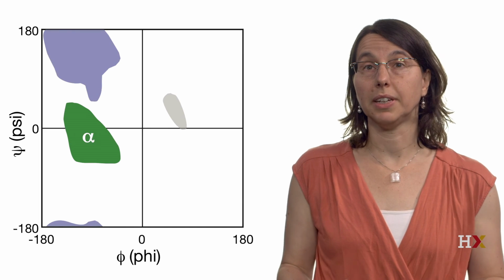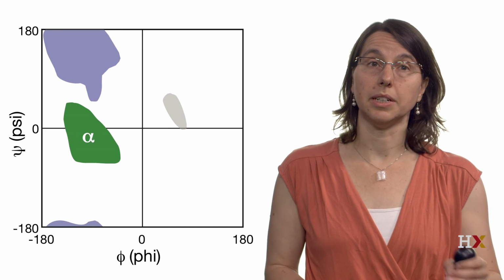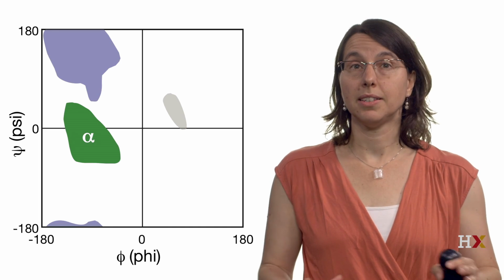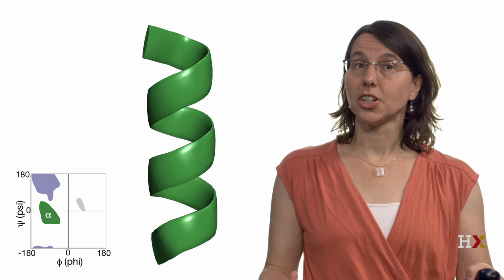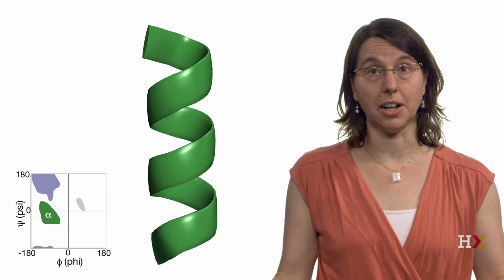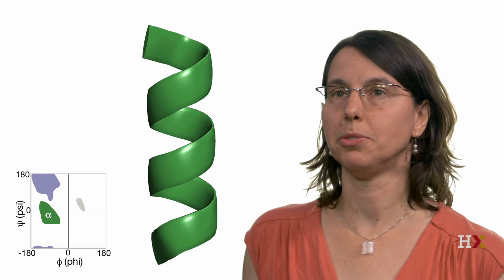So let's see a specific example. For an alpha helix, we need multiple residues in a row to lie within the phi and psi region shown here in green. And here is a cartoon representation of such an alpha helix. This cartoon representation, which was invented by Jane Richardson, shows a helical ribbon for helices.